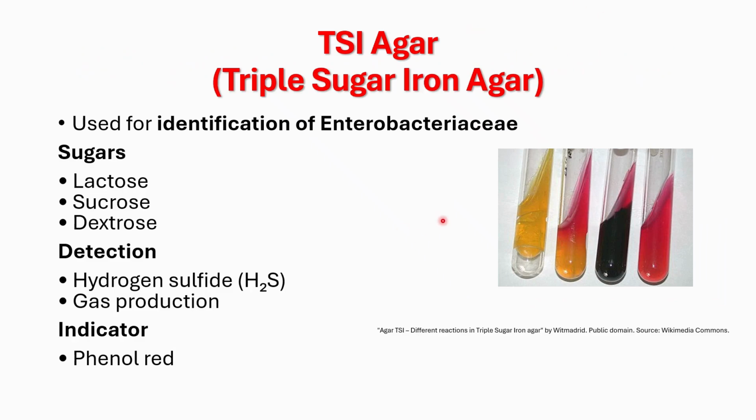Triple sugar iron agar, or TSI agar, is a differential medium used to identify enteric bacteria based on the ability to ferment sugars and produce hydrogen sulfide. The medium contains three sugars, that is lactose, sucrose and dextrose. Phenol red is used as a pH indicator to detect acid production. Some bacteria also produce hydrogen sulfide that forms a black precipitate in the medium. The slant and the butt region in TSI agar provide valuable information for bacterial identification.